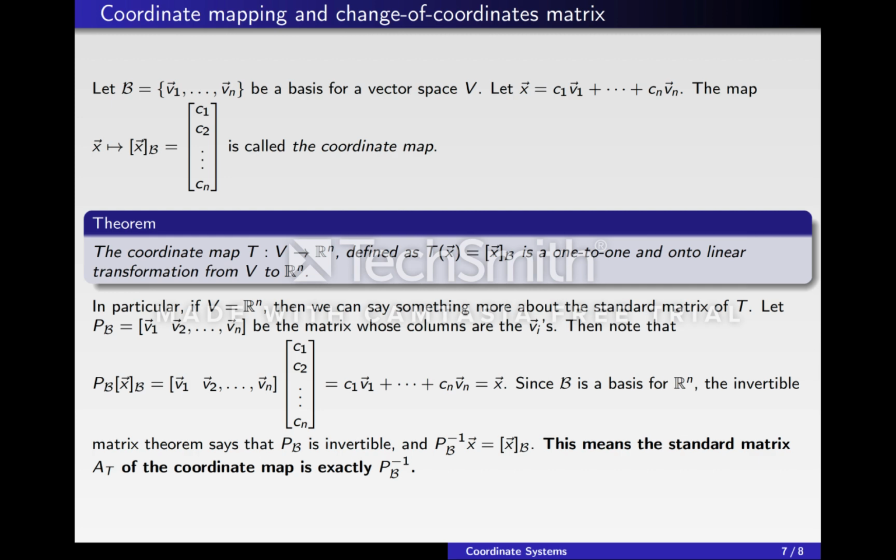And we have P sub B times the B coordinates of x equals x. That means that you can multiply P sub B inverse on both sides, and you get that P sub B inverse times x equals x sub B. So this means that the standard matrix A sub T of the map T is exactly the inverse of P sub B. Right? So that's kind of a cool observation.